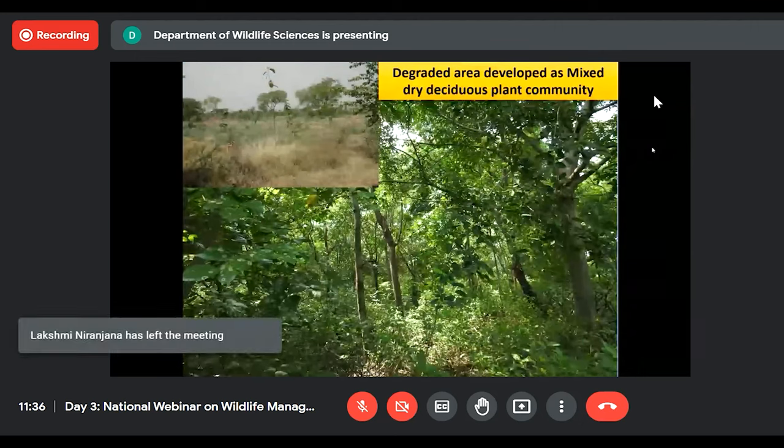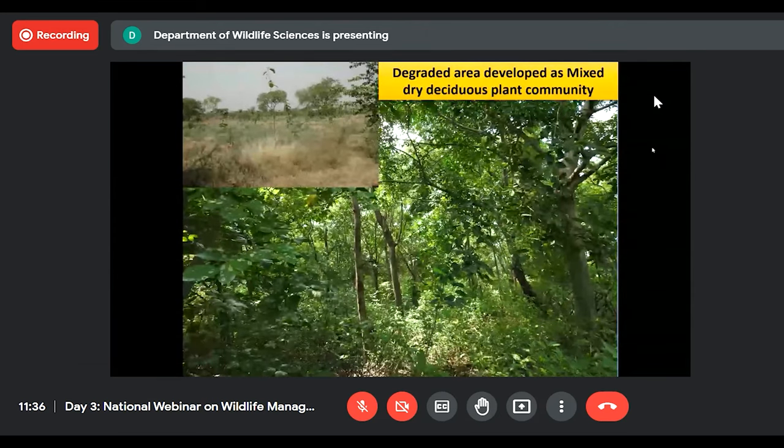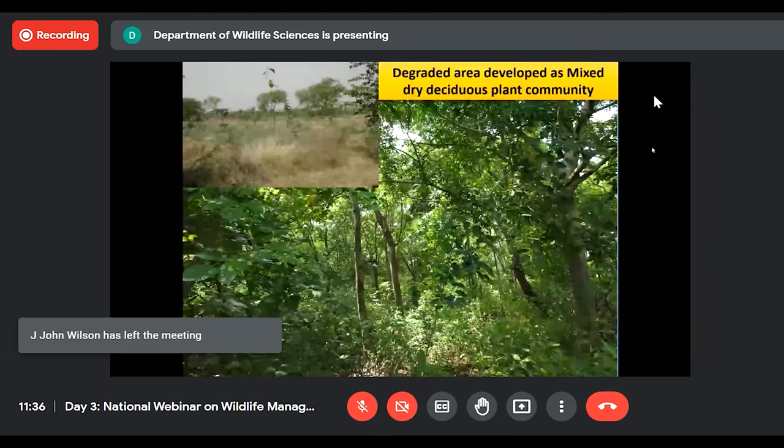Then degraded land into a mixed, diverse plant community. The same. I will go into detail after that, because I'm just showing you the blur, the habitat we have achieved and what kind of animal communities are surviving. I'll go to that on the slides.